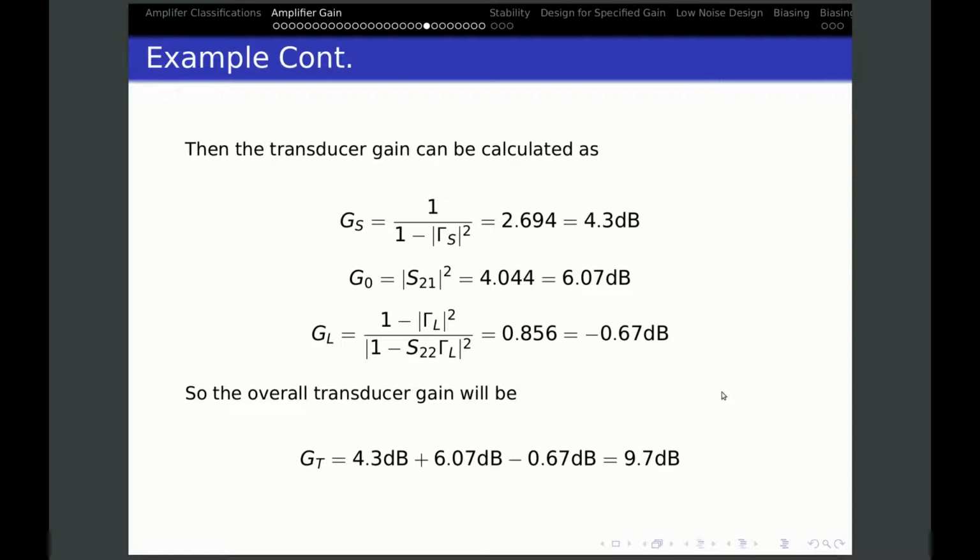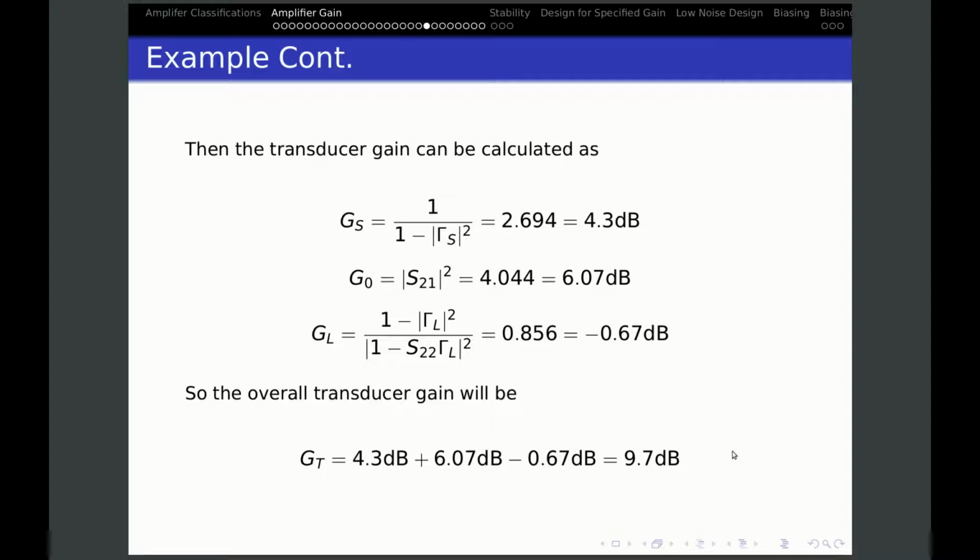Okay. Once we found gamma S and gamma L, we can calculate our overall transducer gain. In my case, my gamma S, which is this formula, becomes 2.694, or in dB 4.3 dB. Gamma naught is 404 or 6.07 dB, and gamma L is 0.856 or minus 1.67 dB. Adding them all together gives me an overall gain of 9.7 dB. That's the maximum gain you can achieve with this transistor at 5 GHz. There's no way to get more gain out of that, since we use the maximum gain design.